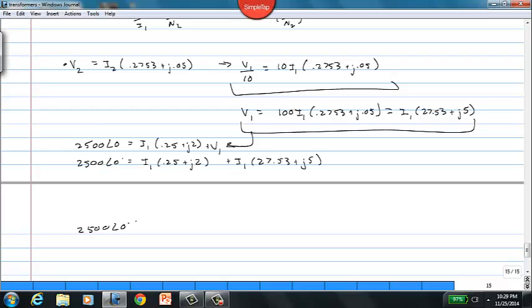So we get 2500 at an angle of 0 degrees is equal to I1 times... let's see, 27.53 plus 0.25 is... I think, okay, I inverted a number here.